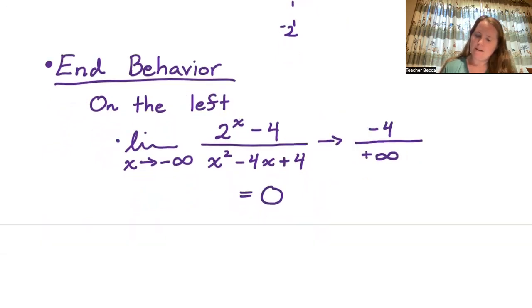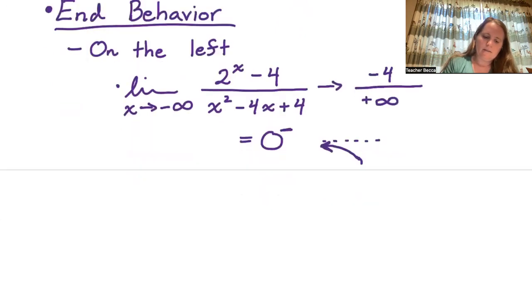So what this means is on the left, we're going to 0, and we're going to 0 from the negative side, since we'll have a negative 4 over a positive number. So on the left, we're approaching the x-axis from below.